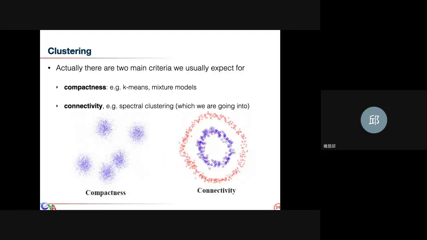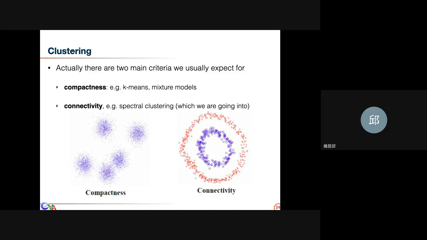Okay, so last time we introduced you to k-means and also kernel k-means, right? And now we're going to introduce you to another famous clustering algorithm. But before we introduce this algorithm, let's first revisit the basic idea behind clustering. In clustering, there are two main criteria we usually expect in the result.